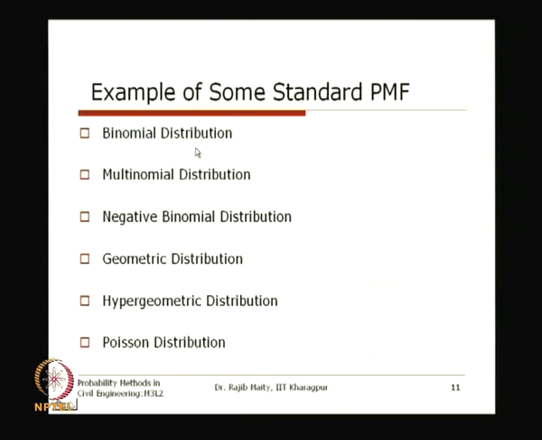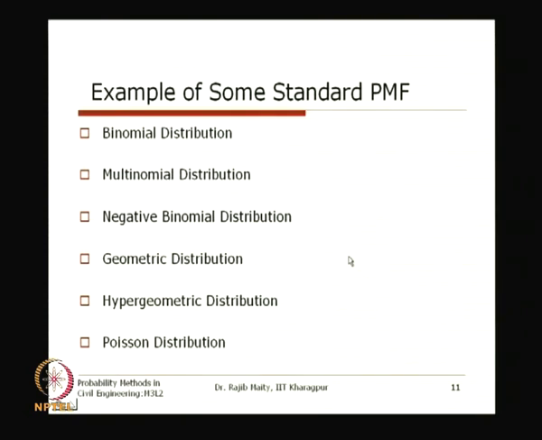Similarly, if there are more than two outcomes, then for how many successes we are getting in a set of, say, 1 to k, and all these success rates are known, then the vector x1, x2, x3 up to xk will follow the multinomial distribution. Similarly, there are different definitions for the negative binomial distribution, geometric distribution, hypergeometric distribution, and Poisson distribution. These are all examples of distributions of discrete random variables, which will be covered in the successive lectures.